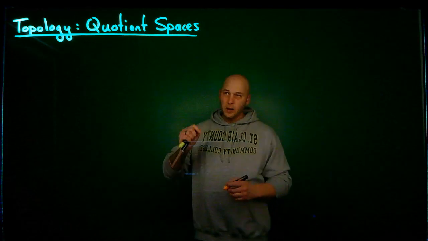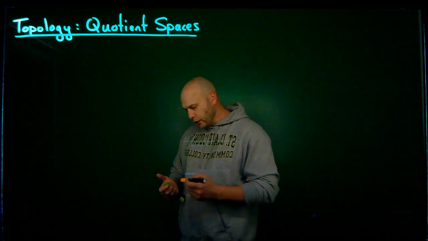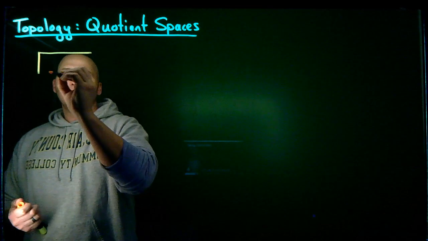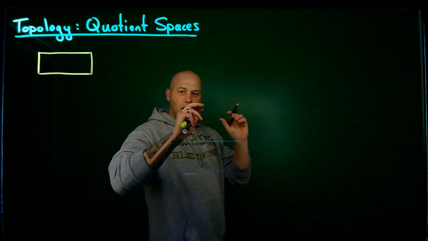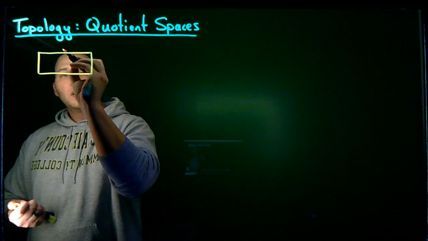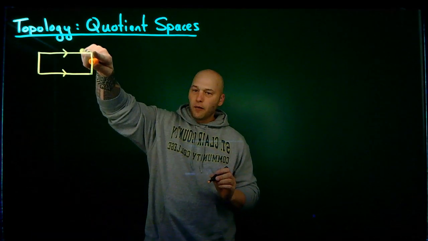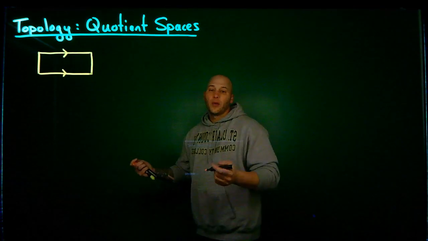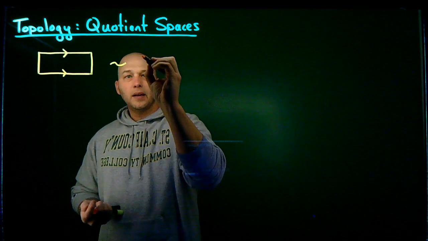I want to take a look at the topic of quotient spaces in the context of topology. First of all, let's say I've got a set consisting of a rectangle along with every point on the interior of it. So I've got this solid rectangular region. Now, suppose I define an equivalence relation on this so that I identify every point on this long edge with every point on this long edge, and I glue those together with an equivalence relation. Well, what happens here is I actually get a cylinder.